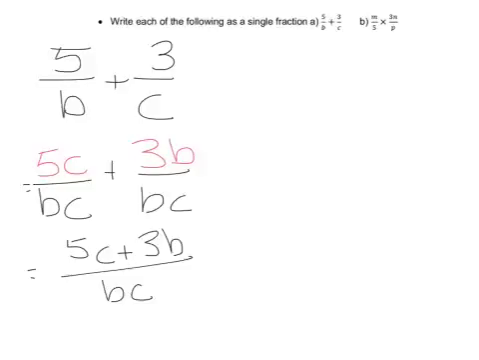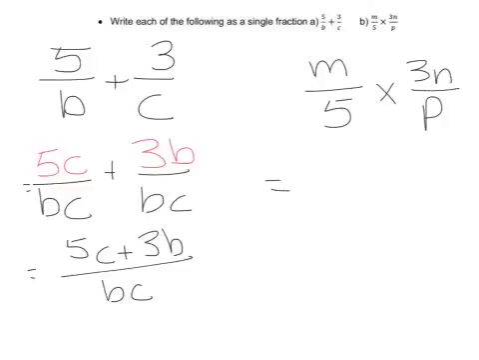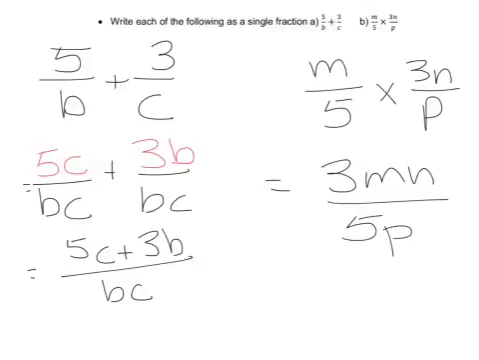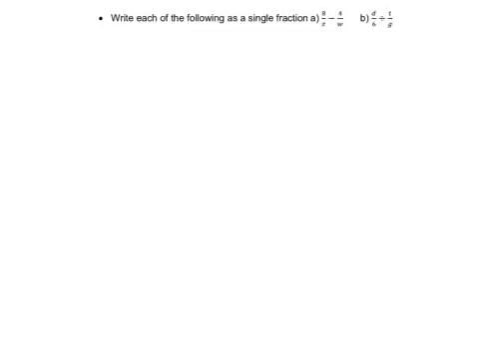Now, multiplication is significantly easier. M over 5 times 3n over P just becomes 3mn all over 5p, and there's no simplification involved in that one. And then finally we're looking at subtraction.